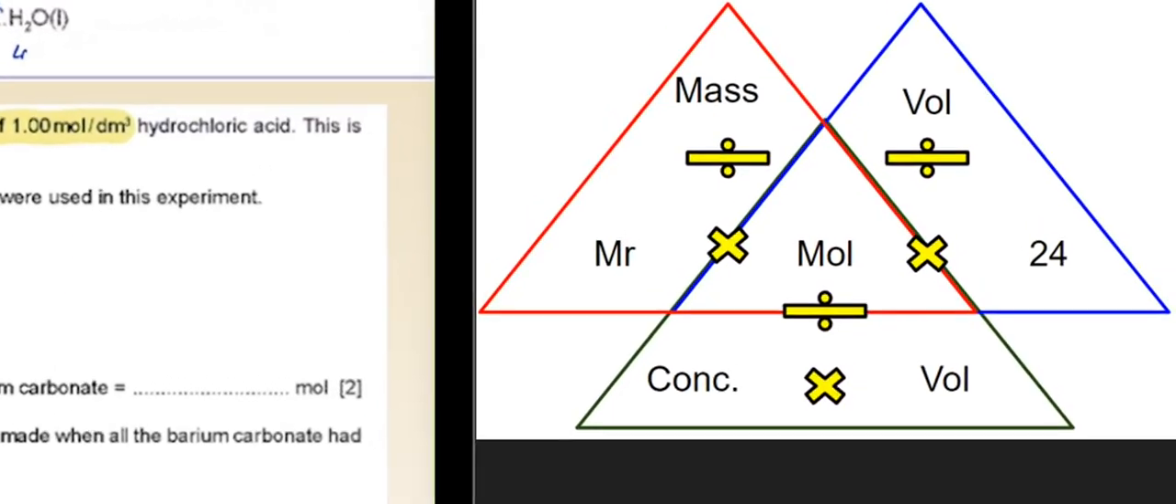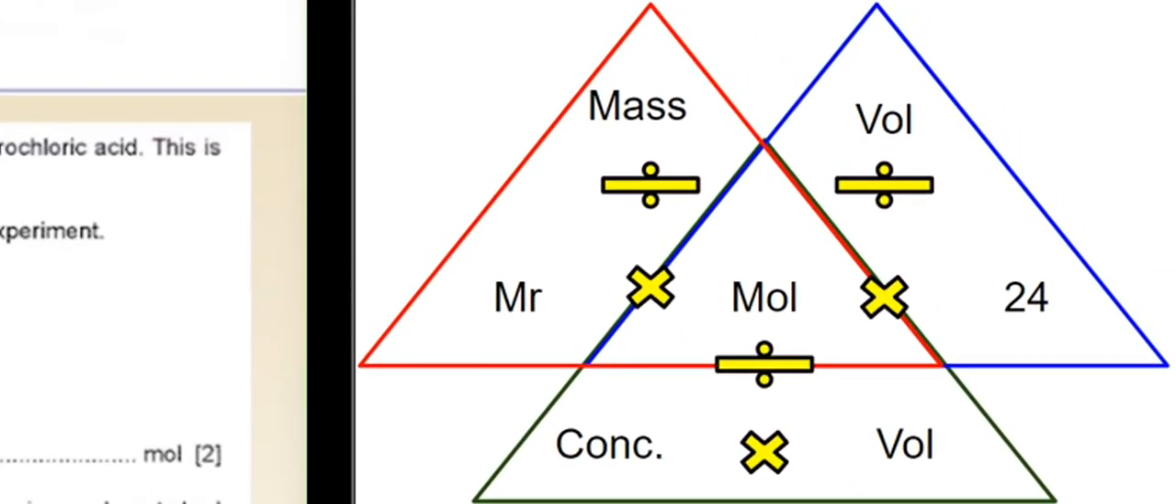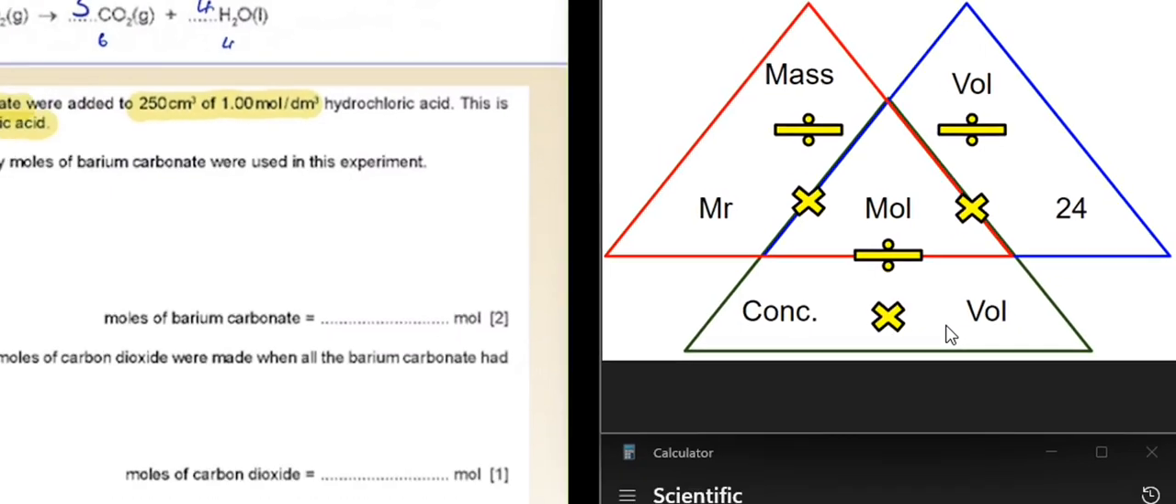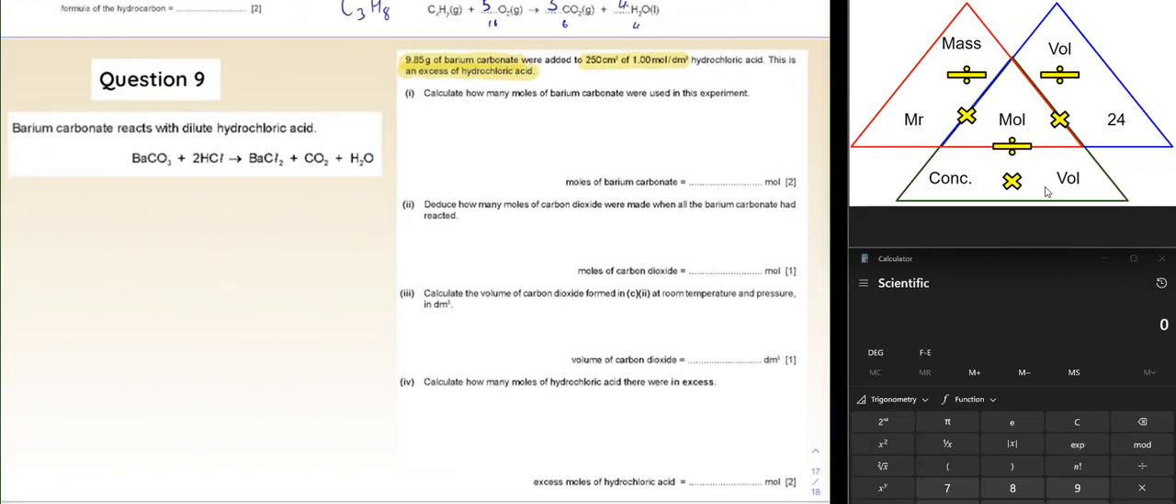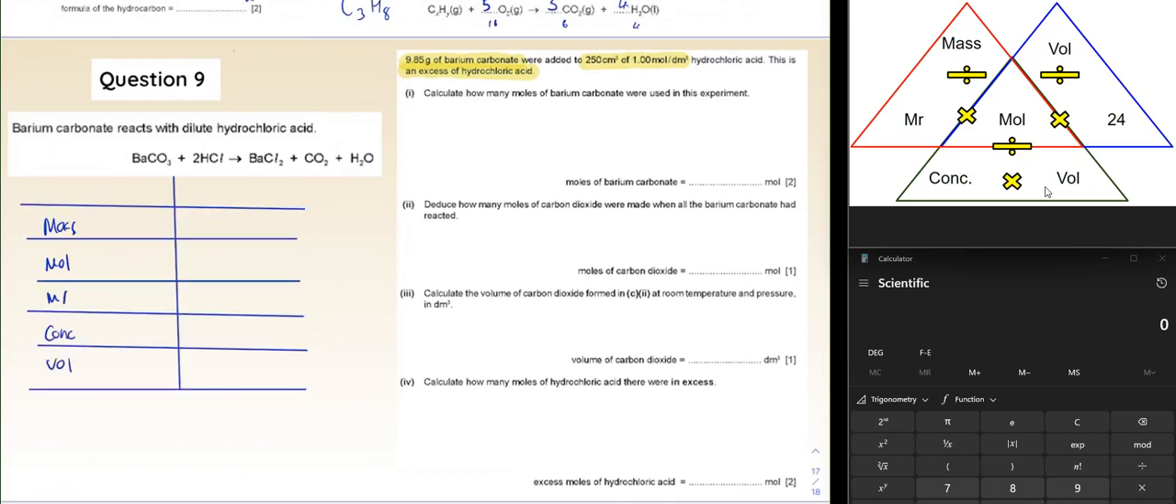Got aqueous solutions, and we've got the mass, moles, MR. So we're in this red mass triangle up here, and we're also in the green aqueous triangle down here, the mole, conc, vol. So we need mass, mole, MR. We also need conc and vol. Okay, so we've got our table drawn. We put in what we already know.